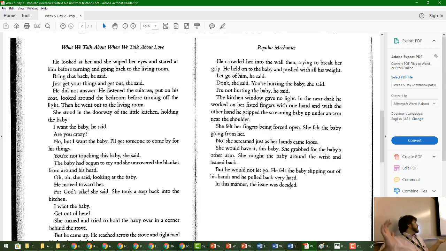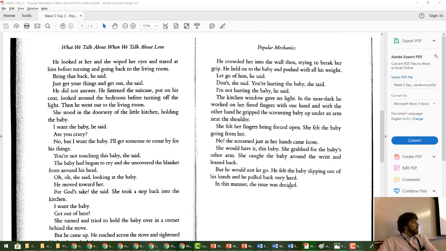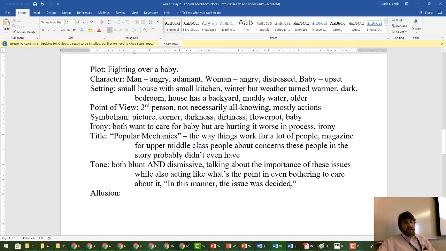So the last thing we get in the story, at least, is that they're both yanking on the baby. And we had already talked about irony, didn't we? The ironic thing going on here is both want to care for the baby, but are hurting it worse in the process.